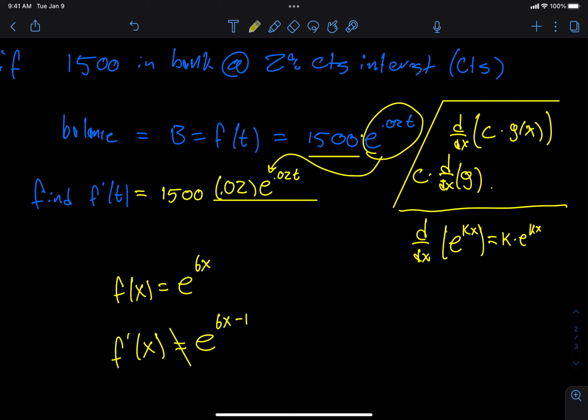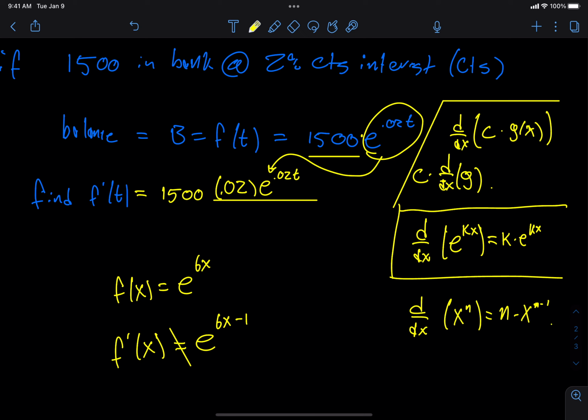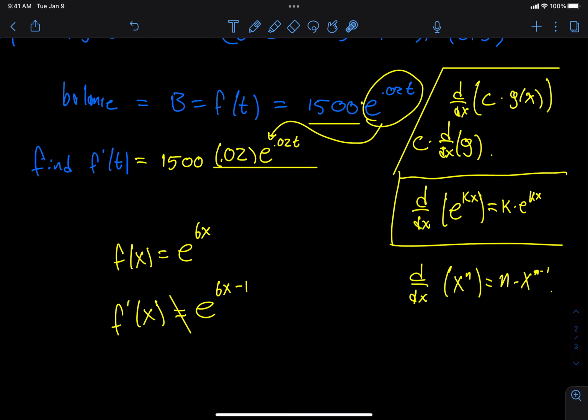The power rule says that the derivative of x to the n is n times x to the n minus 1. So in this situation, we can't use the power rule because we have a number being raised to a variable. That's different from the power rule, in which we have a variable being raised to a number. That's why we can't use the power rule for these types of derivatives. Are there any other questions on this one?